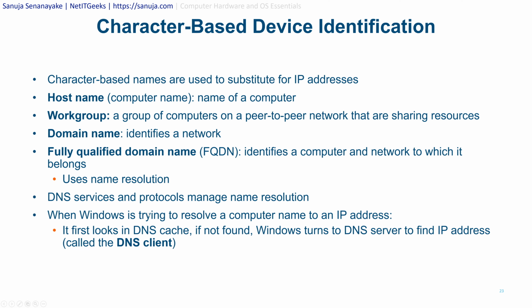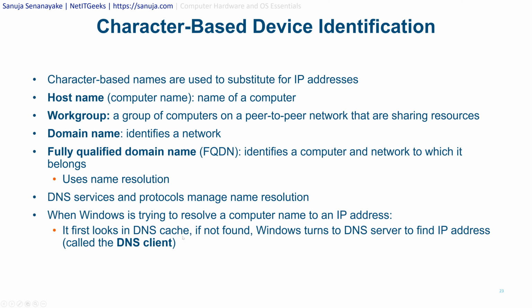DNS services and protocols manage name resolution. So how is the fully qualified domain name going to work? It's going to be using the DNS servers. DNS servers provide the DNS services and protocols that are going to manage those things. When Windows is trying to resolve a computer name to an IP address, it has to go through the DNS services. So it first looks in the DNS cache.